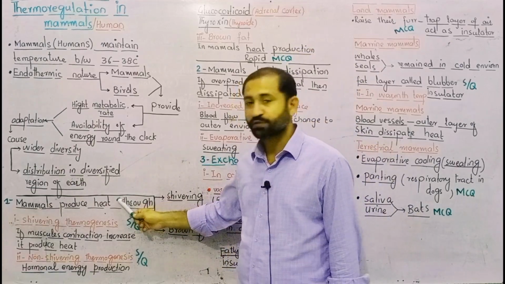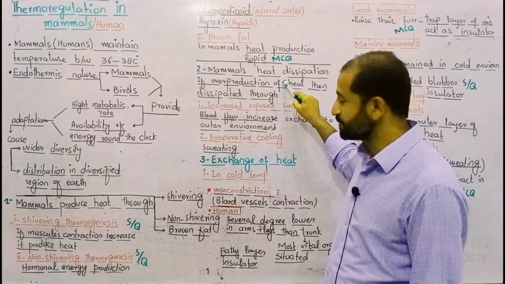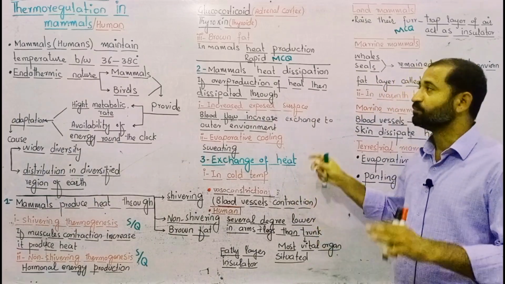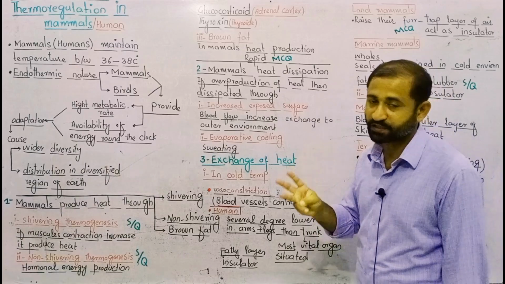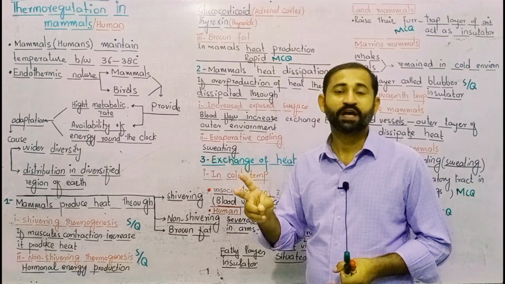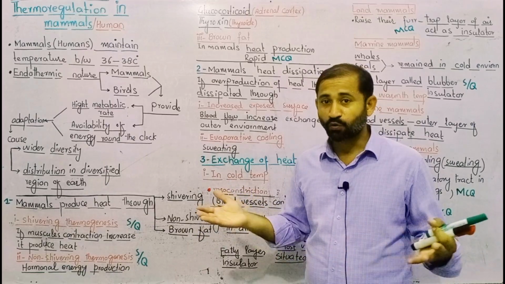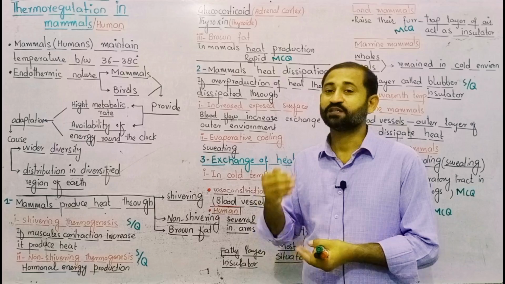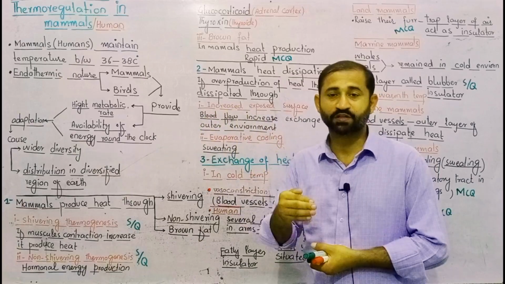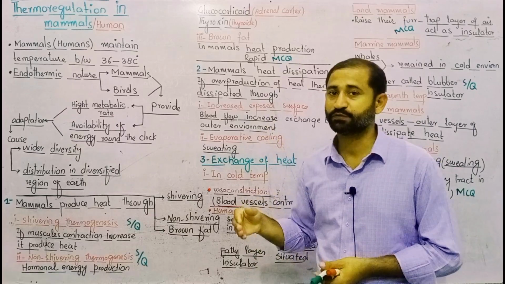First of all, how the heat is produced, number one; number two, how the extra heat is dissipated; and number three, exchange of heat between the animal and their environment. This means the topic will cover three different things: how heat is produced in mammals, how the extra heat is released to the outer environment, and how animals exchange their body heat with the external environment. That means how they gain heat from the external environment and how they release heat to it. These three different things we have to discuss in our topic.